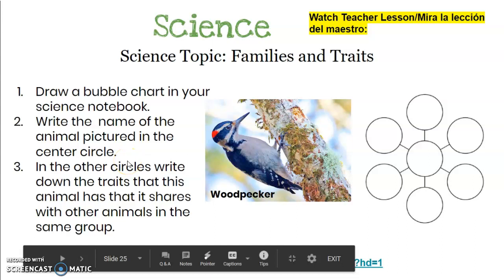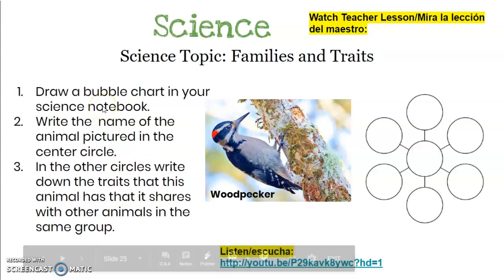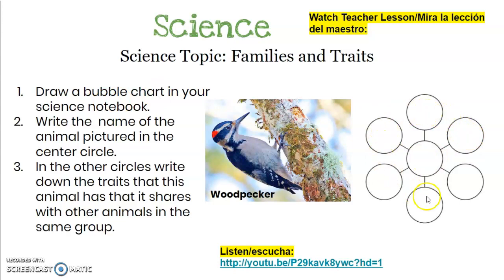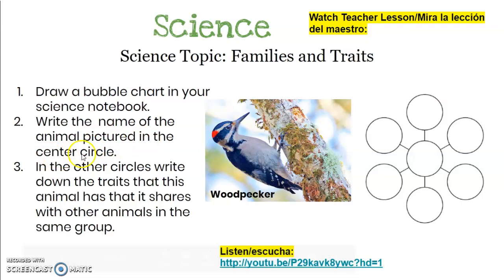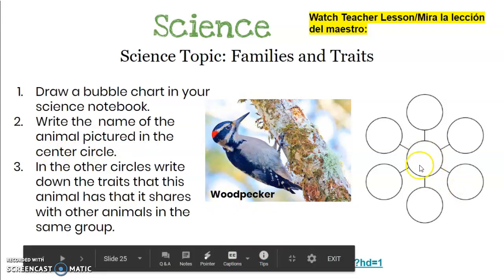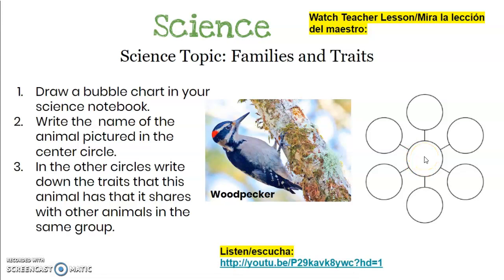You are then going to draw a bubble chart in your science notebook or a piece of paper, just like this. You're going to write the name of the animal pictured in the center of the circle. So this is the picture. This is the name of the animal. So you would put woodpecker right here. And then in the other circles, you're going to write down the traits that this animal shares with other animals in the group. So like other birds. So for example, in one of these circles, you would write or could write that they all have beaks. So you could put beaks in there.